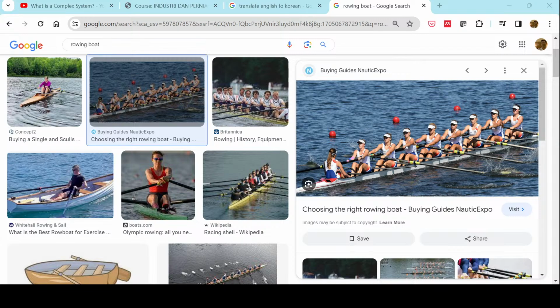So suppose if only one person here is not doing it at the same time, this team will not win, because there's something wrong in the interaction among the elements. So a good example is rowing boat for sport.